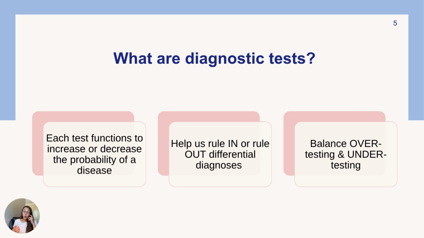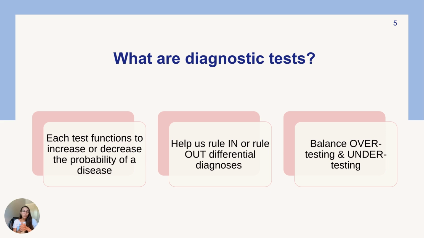So what diagnostic tests essentially do is they function to either increase or decrease a probability of disease. And if you need a refresher on pretest probability, you can go back and watch the pretest probability video. Diagnostic tests also help rule in or rule out various differential diagnoses that we're trying to tease through with a clinical case. And it's difficult, right? Because we want to balance over ordering things, but also under ordering things. Finding that happy medium takes a lot of experience, seeing a lot of patients, but also having a firm understanding of diagnostic test principles and diagnostic reasoning in general.